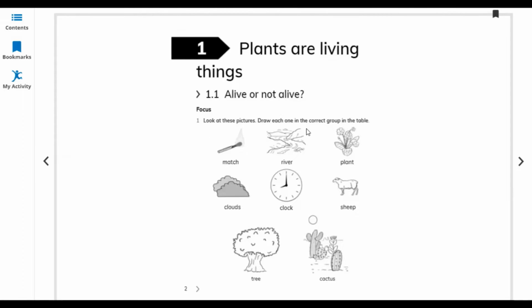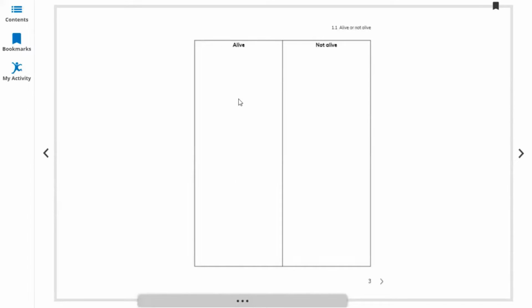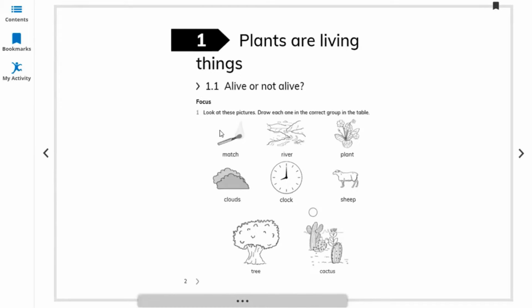Focus, look at these pictures, draw each one in the correct group. You can see the table on the next page. Like here, alive, you need to draw the pictures here, and not alive, you need to draw the pictures here. Otherwise you can write the name, if we cannot draw. So match, alive or not alive.